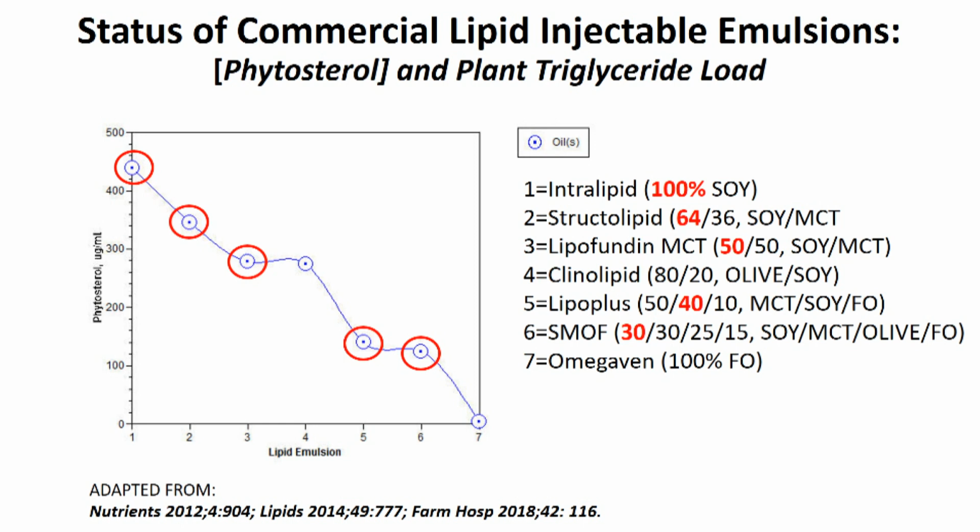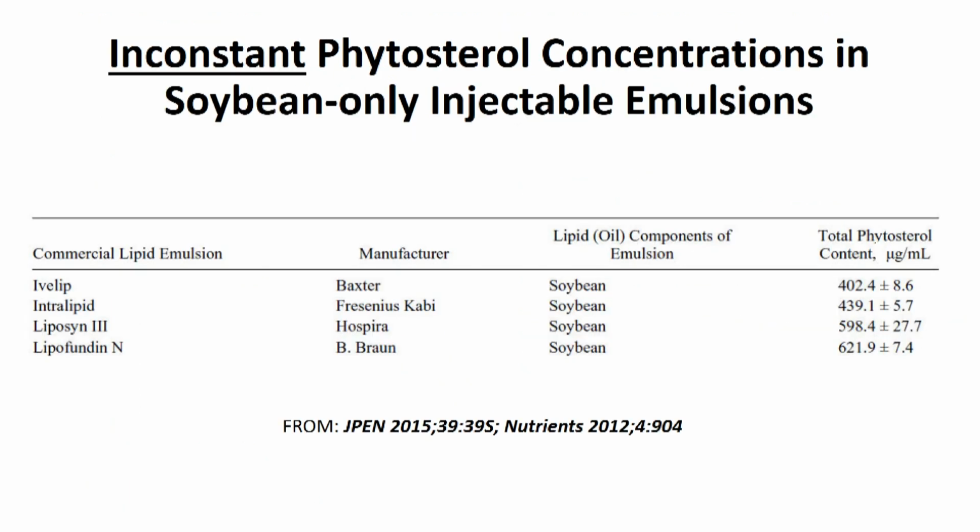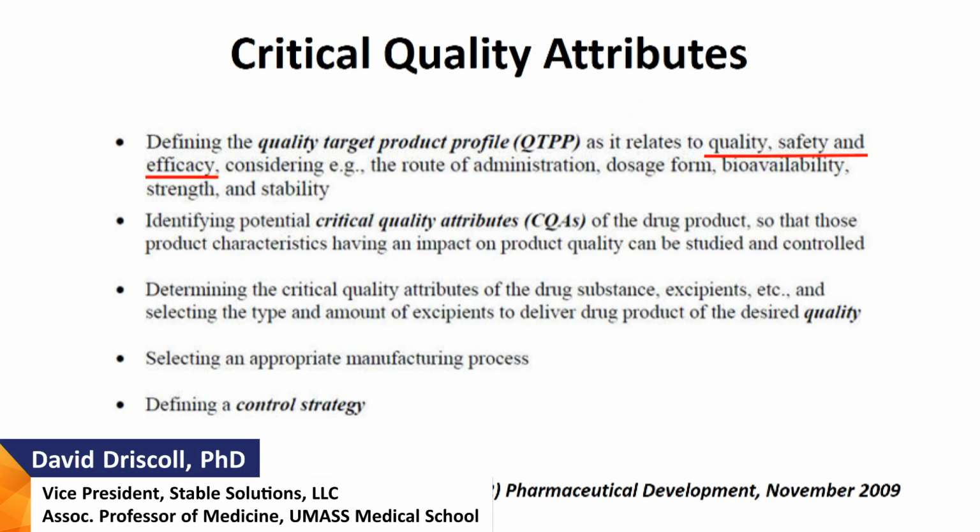100% FO injectable emulsion. However, when comparing the phytosterol concentrations of commercially available soybean oil only injectable emulsions, they can vary by as much as 50%, depending upon the manufacturer. What does this mean? How consistent is the raw material source, and what other critical quality attributes of soybean oil should be considered? I should mention that these samples were taken from a single batch, but nonetheless, the variations are striking. What exactly are critical quality attributes, and how are they determined?